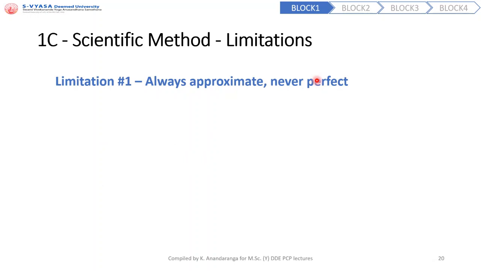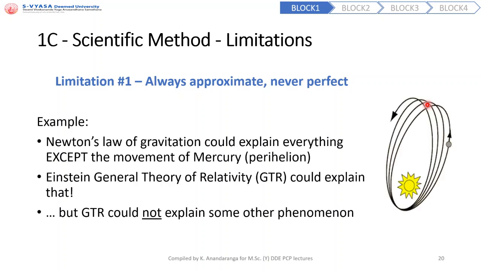So what is the first limitation? Always approximate, never perfect. Did any one of you think that science is always perfect? That science is accurate 100% always, forever? Obviously not. And examples we can use to understand this, looking at the evolution of scientific principles. The Newtonian law of gravitation. It was able to explain the celestial bodies far better than anything before.